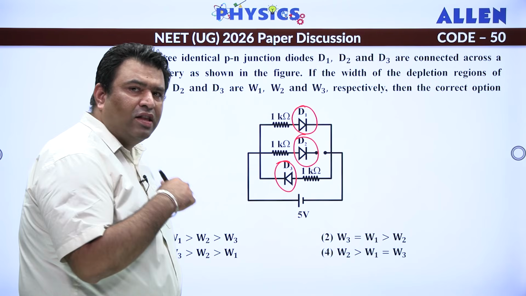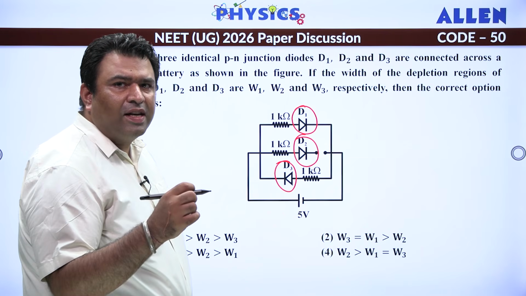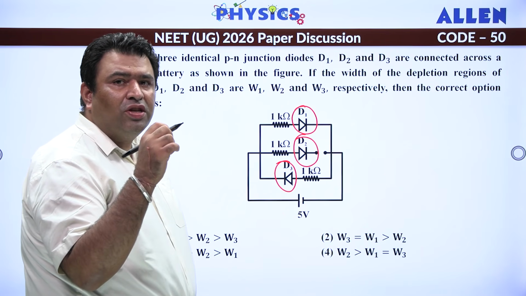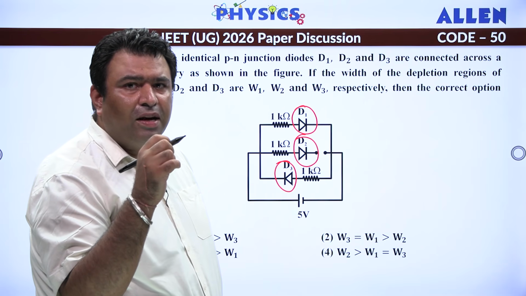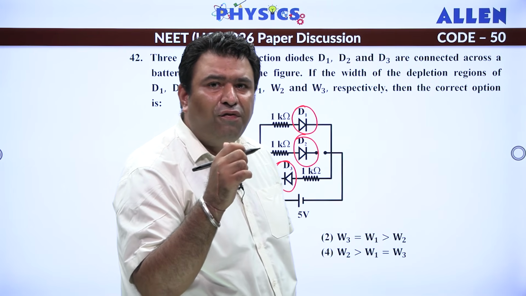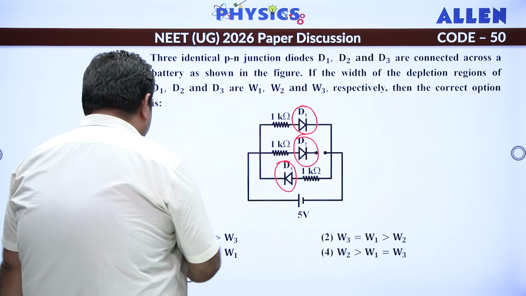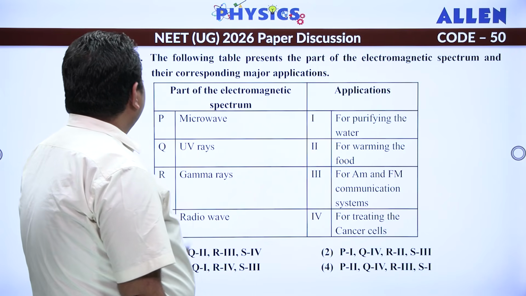Now let's look at the other options also. Since diode D2 is connected in the open circuit, the depletion region should be a bit less than W3, but it will be more than W1. Why? Because W1 is in the forward bias condition. So the correct option for this question is the third option. Moving on to the other question.